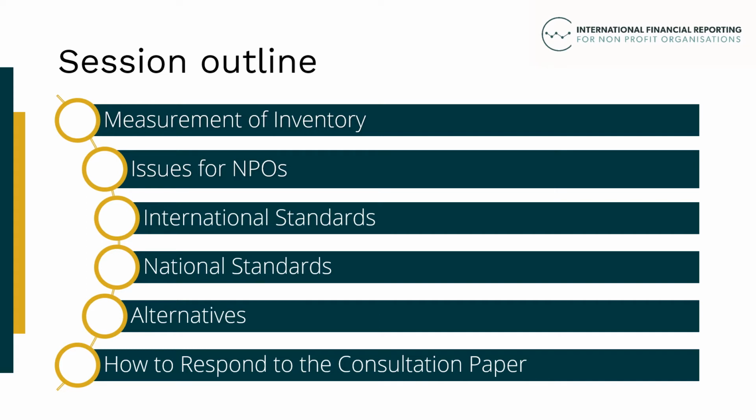This session begins by looking at the general principles relating to the measurement of inventory. Next, we will consider the main issues that NPOs face when accounting for inventory held for use or distribution. We will then look at how these issues are currently addressed in the existing accounting standards, beginning with the international standards, before looking at how some national standard setters have addressed NPO-specific issues. Finally, we will look at the alternative treatments identified in the consultation paper.